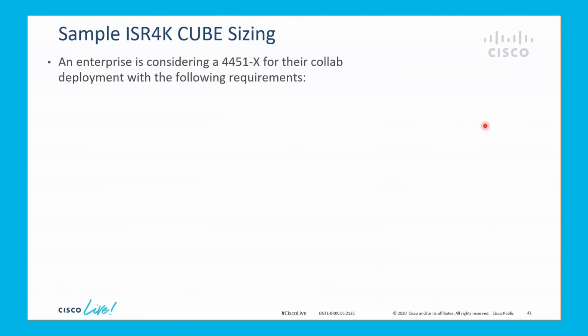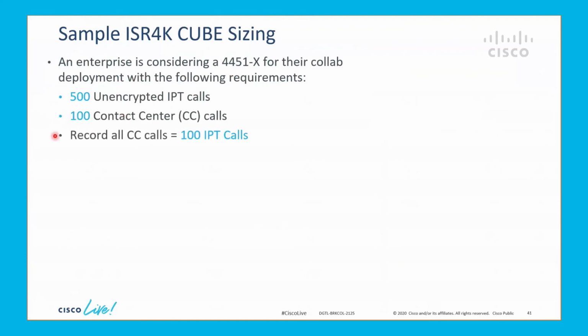Let's say an enterprise is considering a 4451X for their collab deployment, and they have the following requirements. They want to do 500 unencrypted basic collab calls. Then they want to do 100 Cisco UCC calls, and they want to record all the UCC calls, which means those recorded legs are another 100 IP telephony calls the platform has to handle.